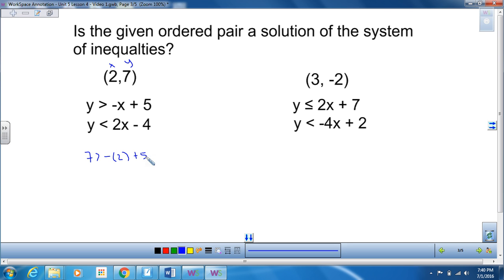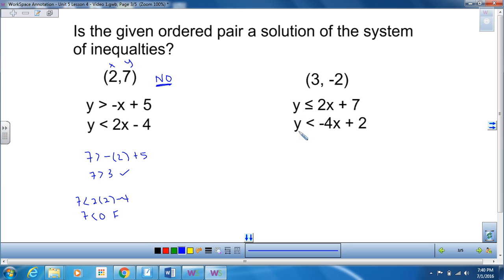Okay, so we would type that in our calculator or calculate that. Is 7 greater than 3? Yes. Okay, check the second inequality. That's 0. Is 7 less than 0? No. So is this ordered pair a solution? No. It has to be true for both.